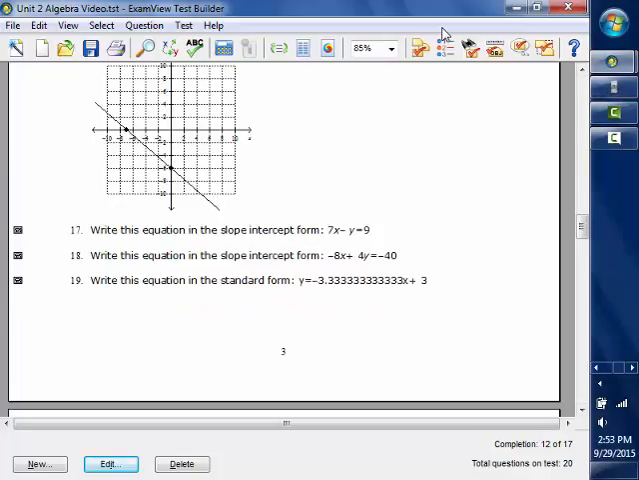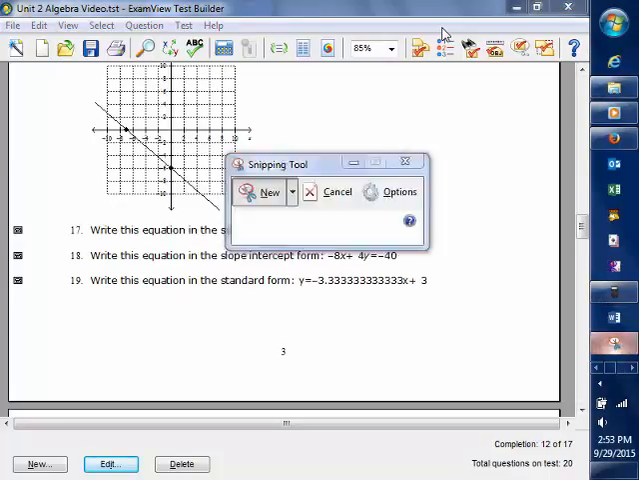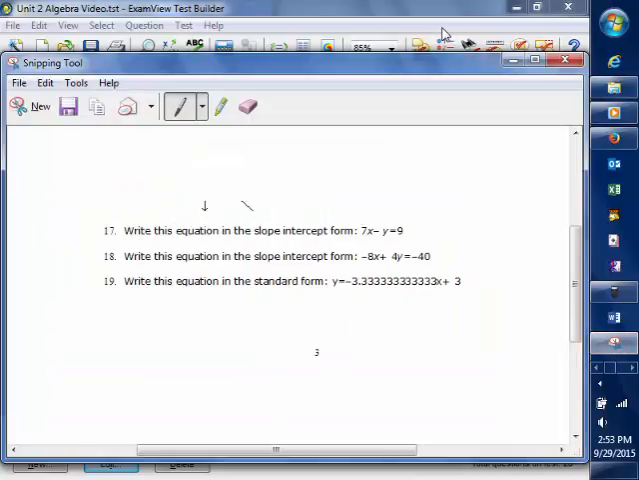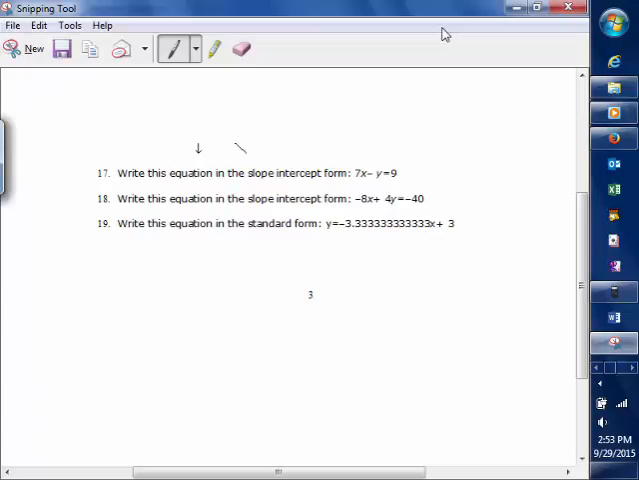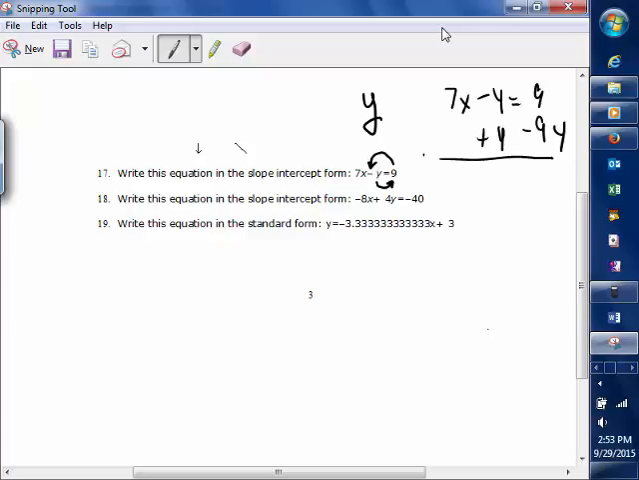Write the equation. We can do all three of these, I think, at once. First one, write the equation in the slope-intercept form. That means y is all alone. To get y all alone, we'll add y to both sides and subtract 9 from both sides. So 7x minus y equals 9. Add y to both sides, subtract 9 from both sides. These cancel, and we get 7x minus 9 equals y, or y equals 7x minus 9.